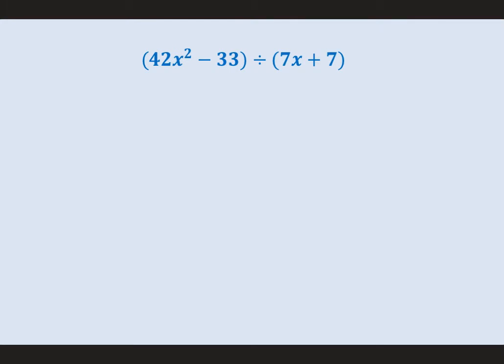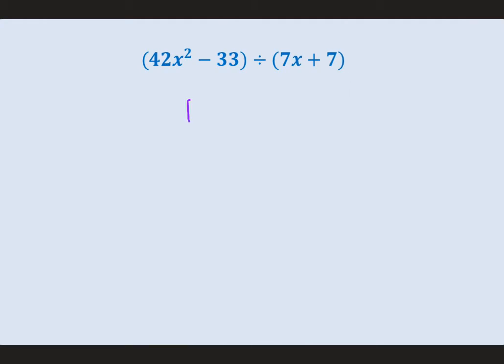All right, so here's our next example. I have 42x squared minus 33. Notice I'm missing the x terms. When I write this, I'm going to put 0x in between here because I'm missing something, right? If I start with x squared, next should be x's, but there's nothing there. So I'll do that in a second. And we're dividing by 7x plus 7. So let's go ahead and write the problem.